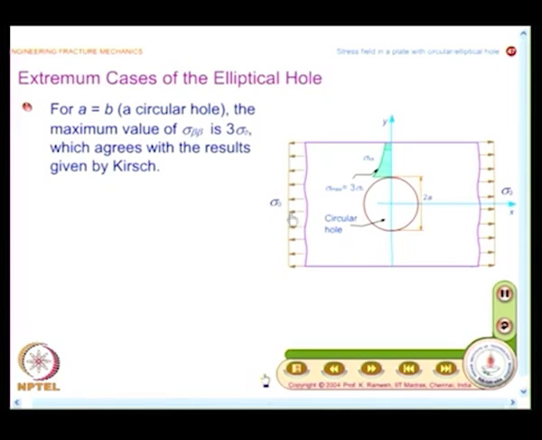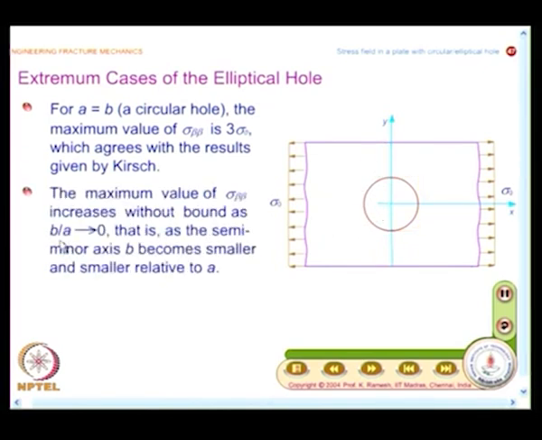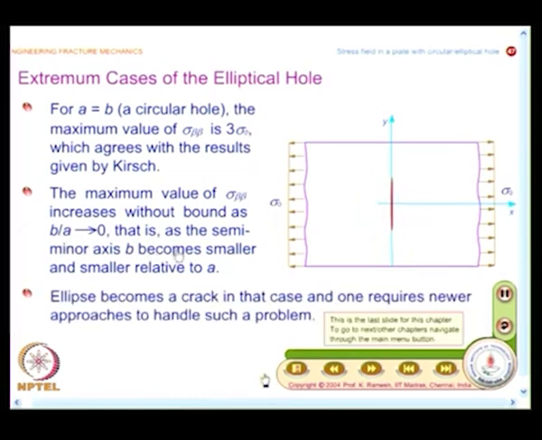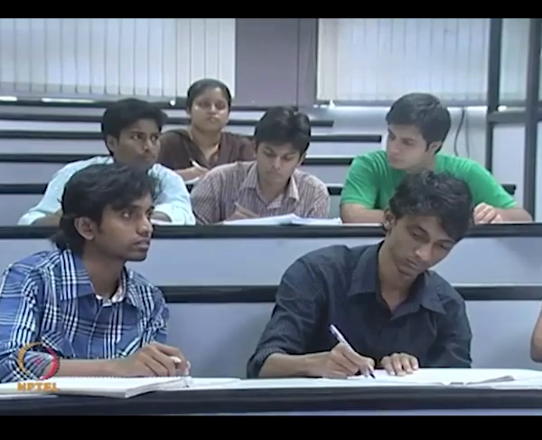So, you all know stress concentration factor is 3, and for an elliptical hole you can calculate the stress concentration factor. The moment when you make b tends to 0, you have the modeling of a crack, and what is summarized here is one requires newer approaches to handle such a problem. Now, let us come back.